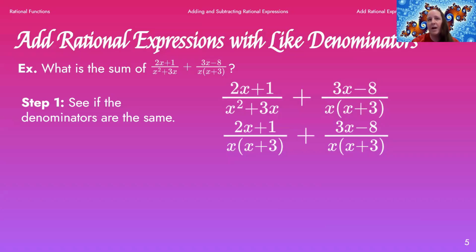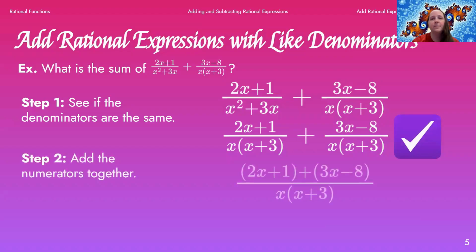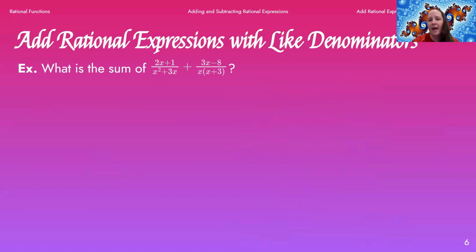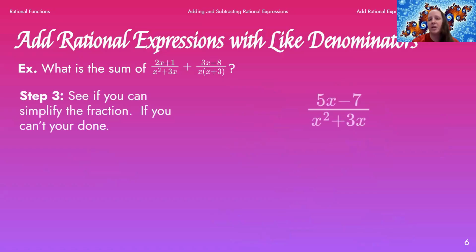Since they are the same denominator, I just add my numerators together. 2x plus 3x is 5x, and 1 minus 8 is minus 7. I then see if I can factor anything out of this. In this case, there's nothing else that I can factor, so I'm done. So my final answer is 5x minus 7 divided by x squared plus 3x. You can also leave it as 5x minus 7 divided by x times x plus 3. Either answer is correct and will be considered a correct solution.